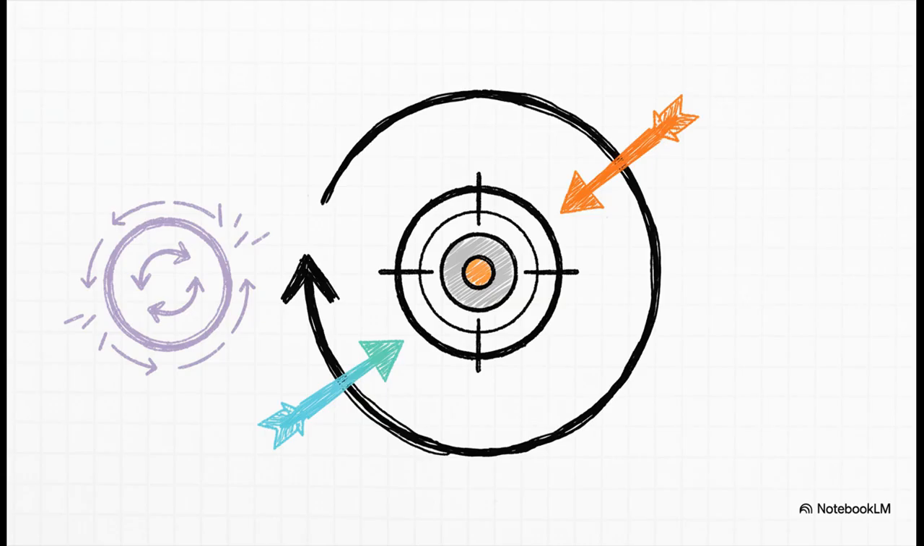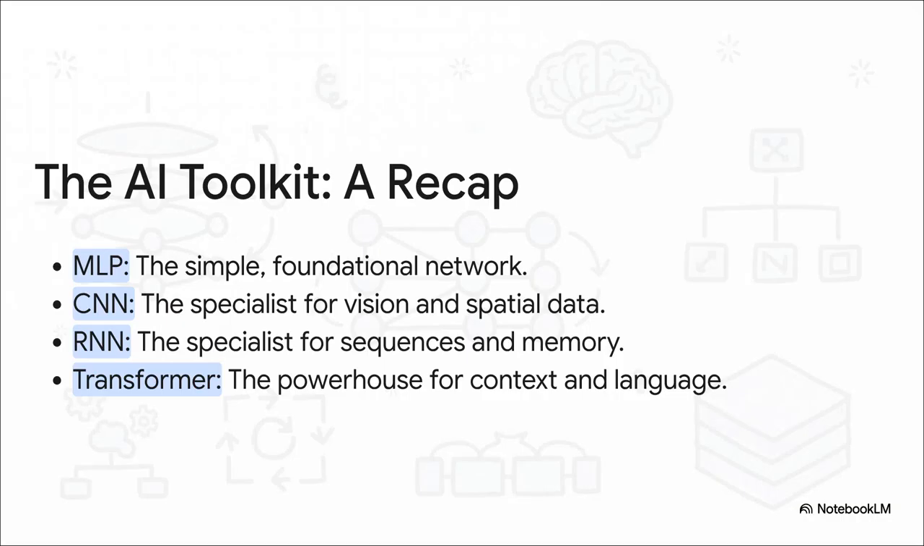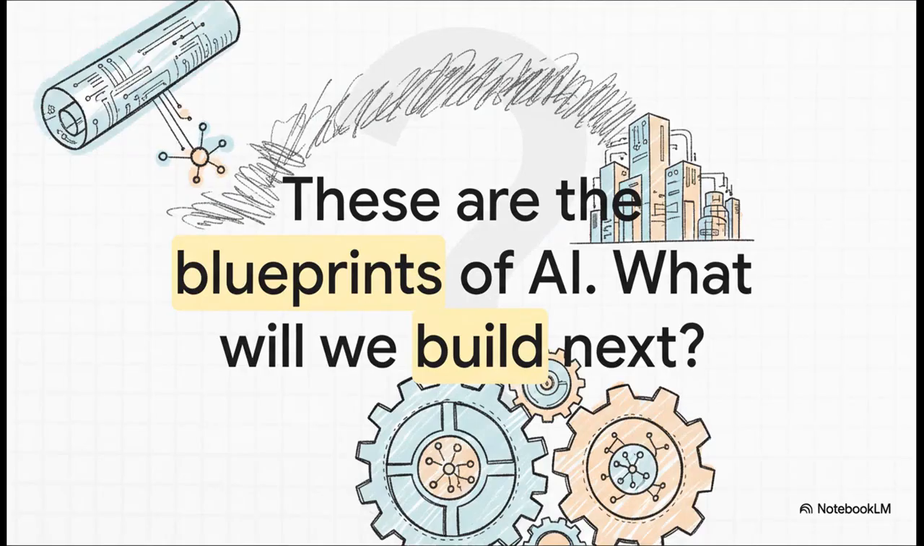So let's do a quick recap of our AI toolkit, shall we? We started with the MLP, the simple foundation for everything else. Then we met the CNN, our specialist for vision and images. After that came the RNN, the expert in sequences and memory. And finally, we saw the transformer, the modern powerhouse that has completely redefined what's possible with language. These 4 designs really are the fundamental blueprints behind so much of the technology that is actively changing our world right now.